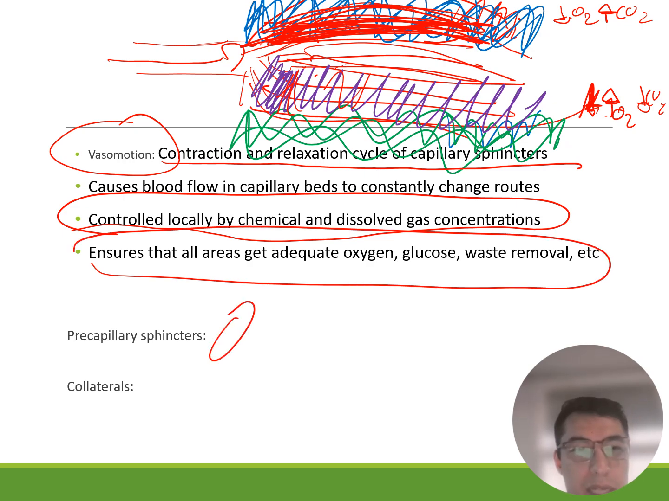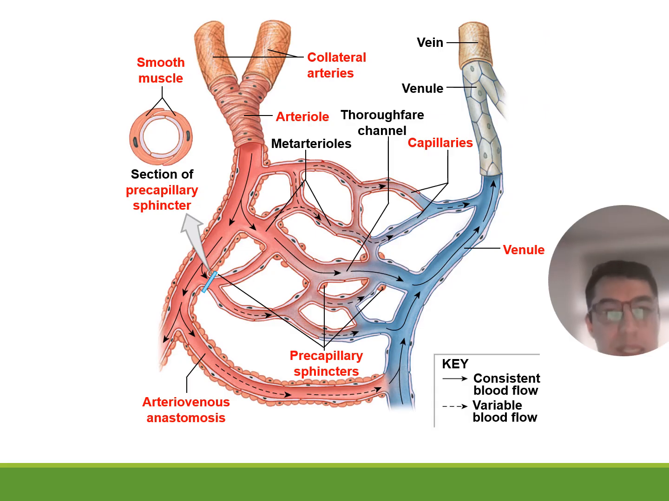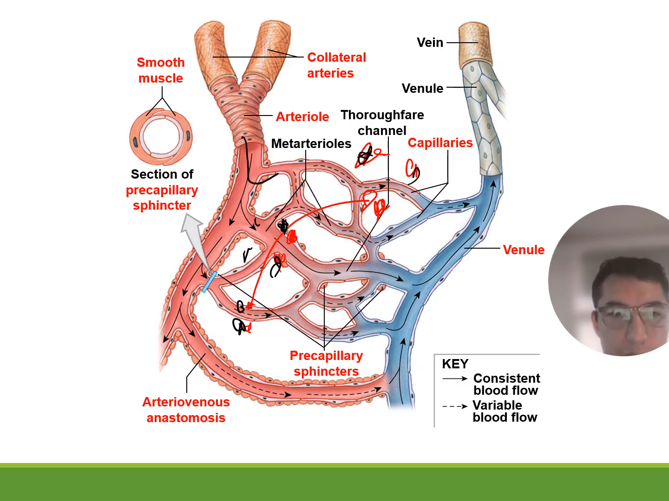So we have precapillary sphincters and collaterals. Let's take a look at this. So you can see the precapillary sphincters. These are the precapillary sphincters right here. If we want blood flow to go into this portion, into this muscle that is being supplied, then we're gonna constrict these ones right here, so we can allow that blood flow to go here instead. All right.